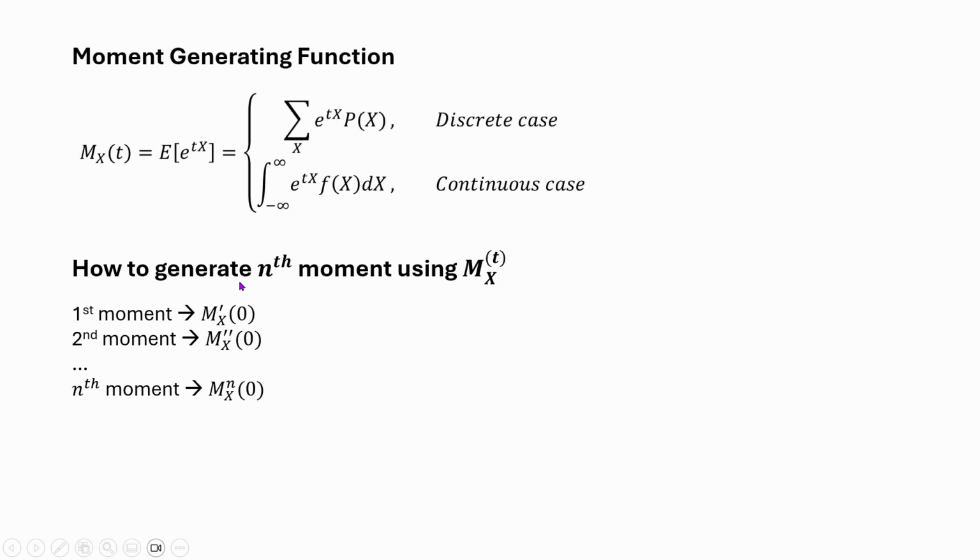Now, before I tell you exactly why this is true, why taking the nth derivative and equating t to 0 gives you the nth moment, I will show you an example of how to actually generate moments using the moment generating function. I will first talk about that, give you two examples actually, and then I will go back to the reasoning. Okay, so let's dive in.